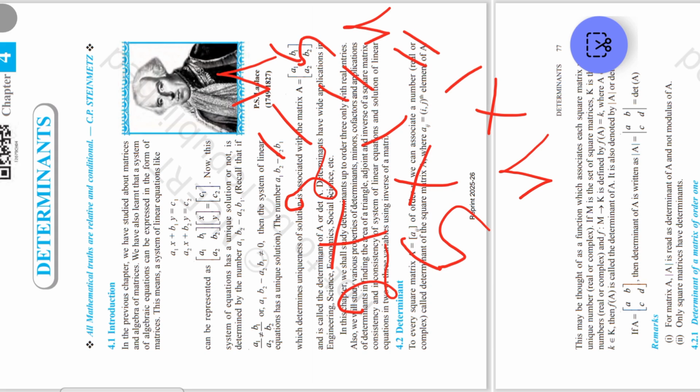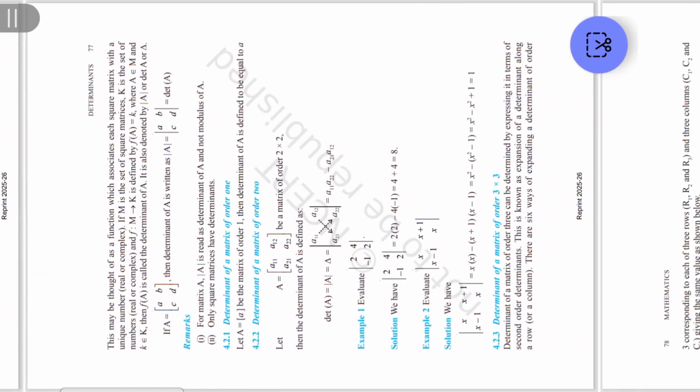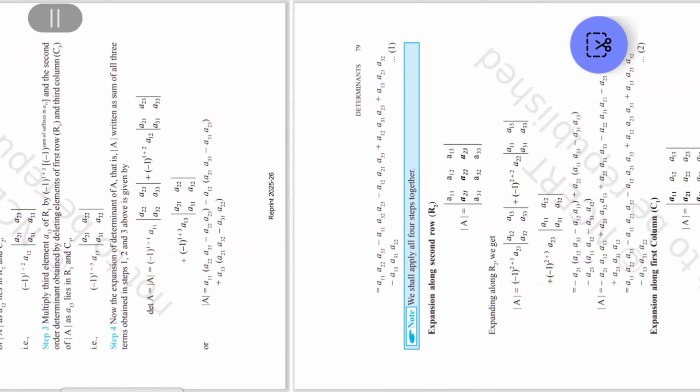This is also a very easy chapter, determinants. When you understand the matrices, determinants are also a very important and very easy chapter. So coming to the important questions in the determinant section, first I will explain the 2 marks questions.